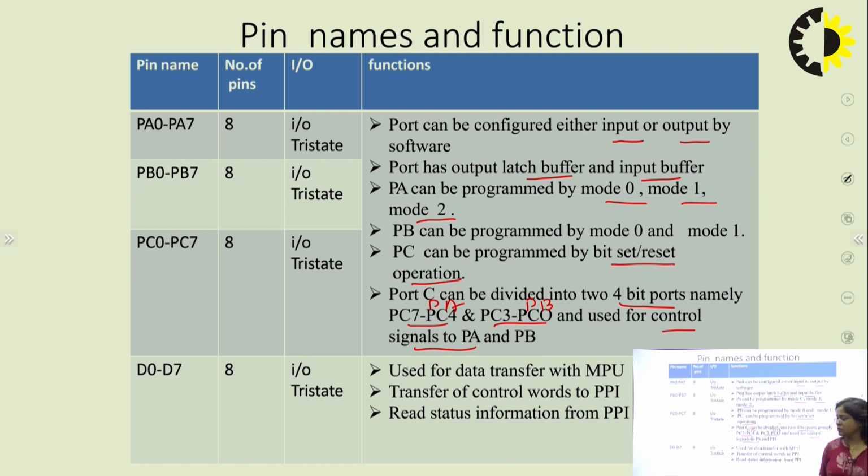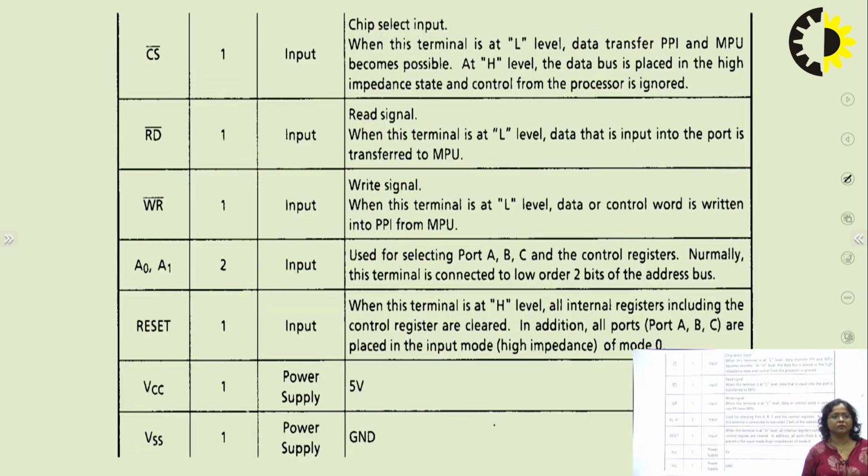Next is D0 to D7, that is the data bus. This is used for data transfer between the microprocessor and I/O devices. This transfers the control word to the PPI and reads status information from the PPI.